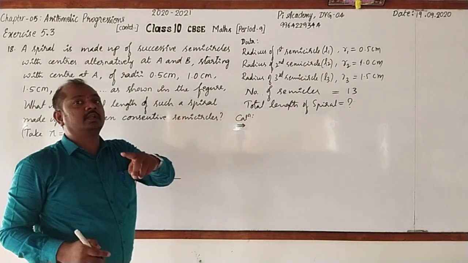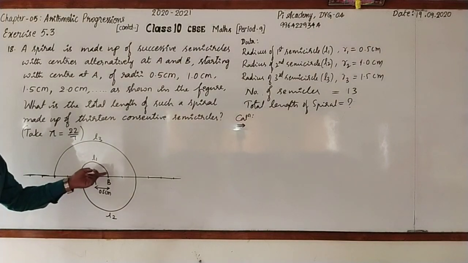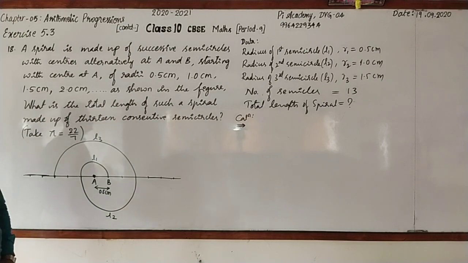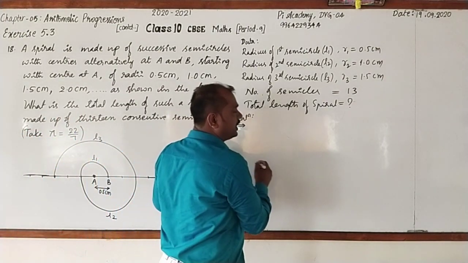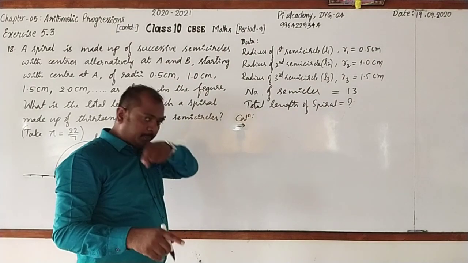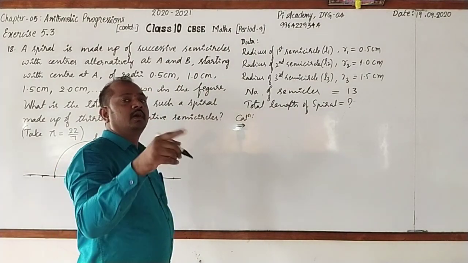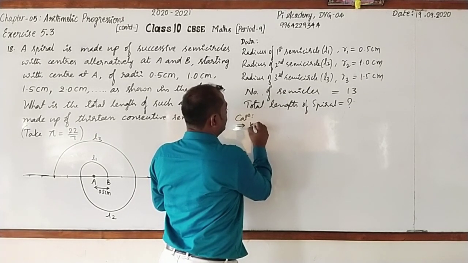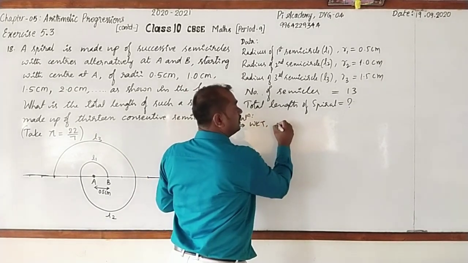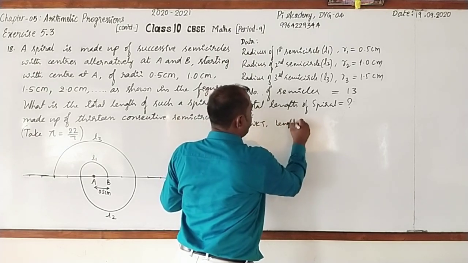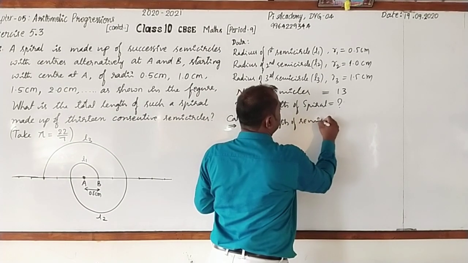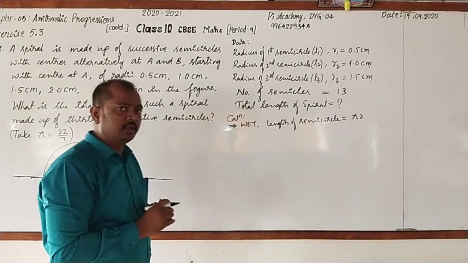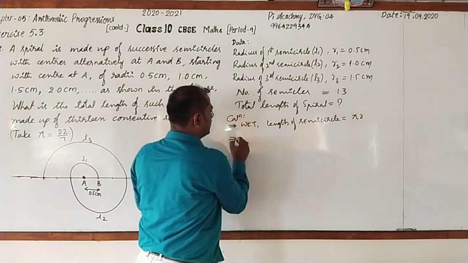Dear students, you all know that if you want to find out the total length of the spiral, you must know the length of each semicircle. How do you find out the length of the semicircle when you know its radius? Yes, you are right. It is by using the formula. Circumference of a circle is 2 pi r and half of 2 pi r is pi r. So here I will write, we know that length of semicircle is pi r.